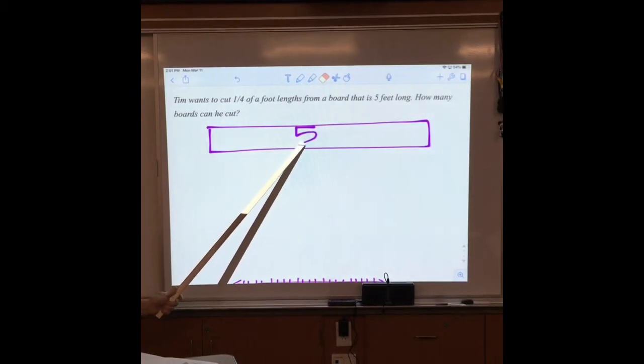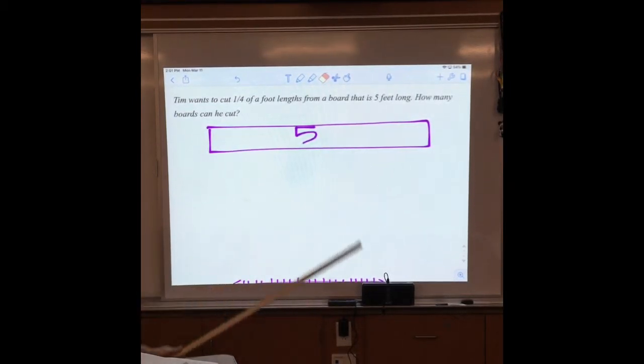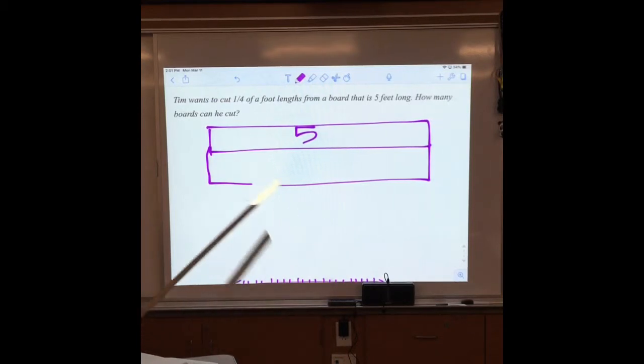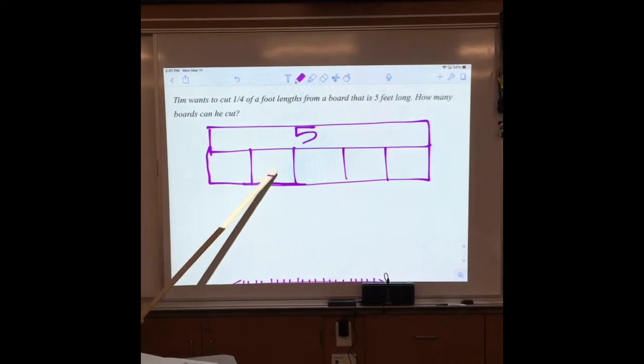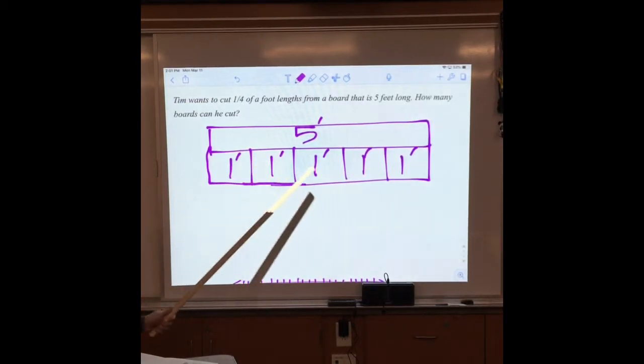So he has 5 feet. Here's our 5-foot board. What am I going to do? I'm going to take this and cut it into, how many pieces would you? Yes, I would cut it into 5 pieces as well. So this would be 1, 2, 3, 4, 5. Each one of those is 1 board. Is that 1 foot, right? Because if this is 5 feet, 1 foot, and 1 foot, 5 feet.